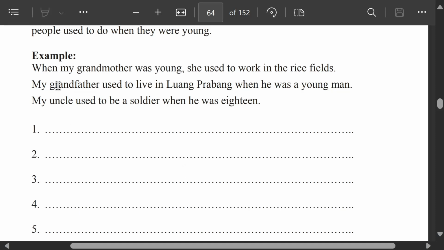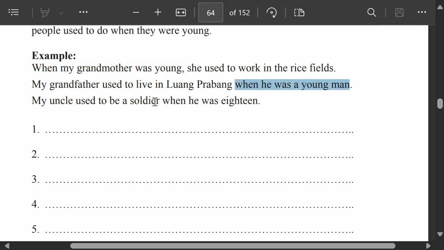See, look at these examples. When my grandmother was young, she used to work in the rice fields. She used to work, you see. My grandfather used to live in Luang Prabang when he was a young man. You see, you have when, to say when did that happen. When my grandmother was young also explains when it happened. You can put it at the end of the sentence as well.